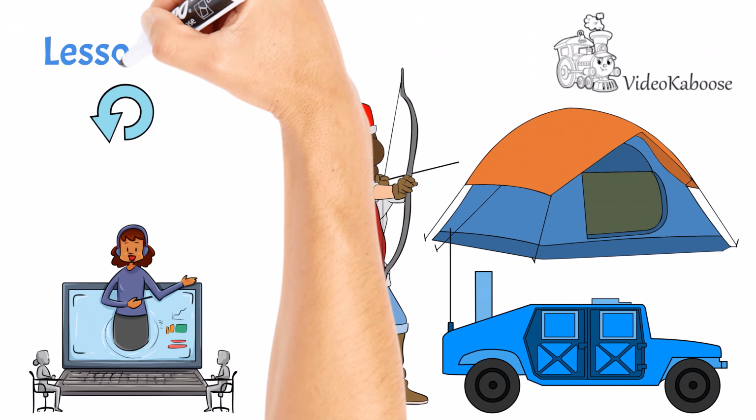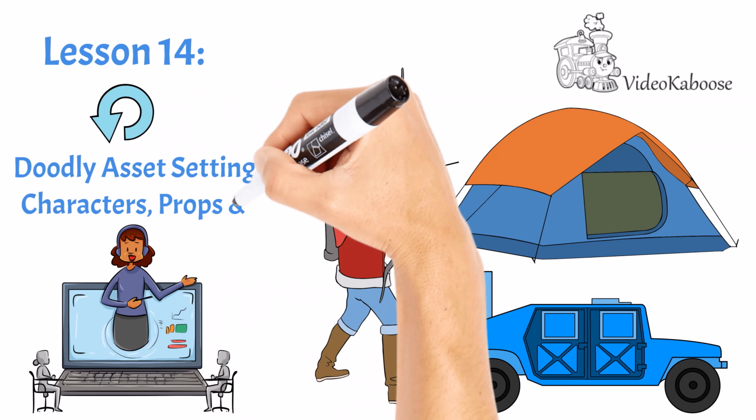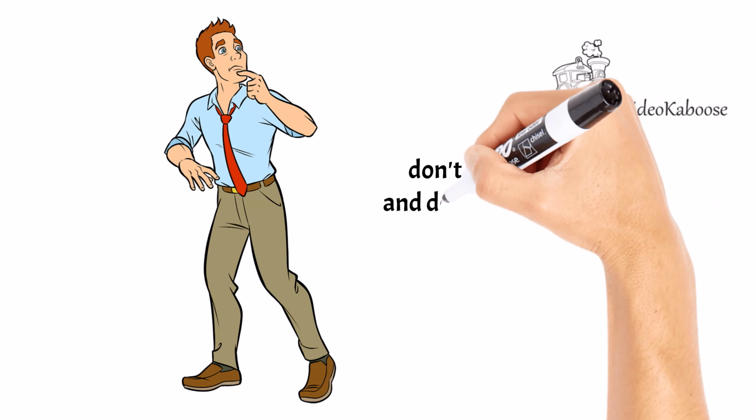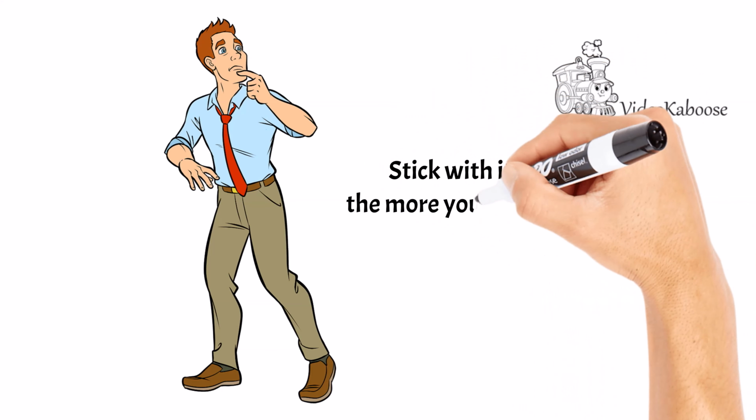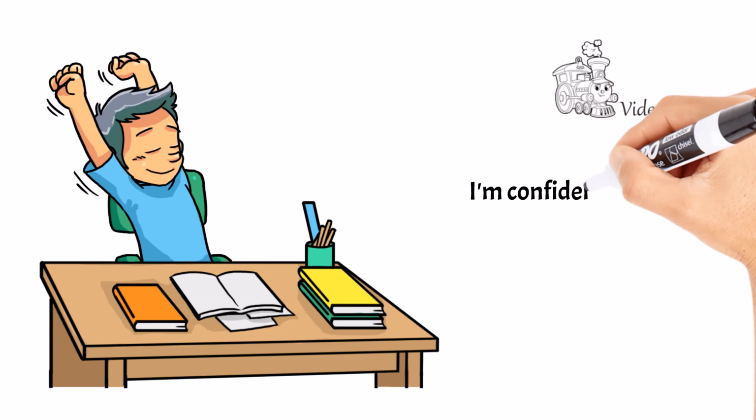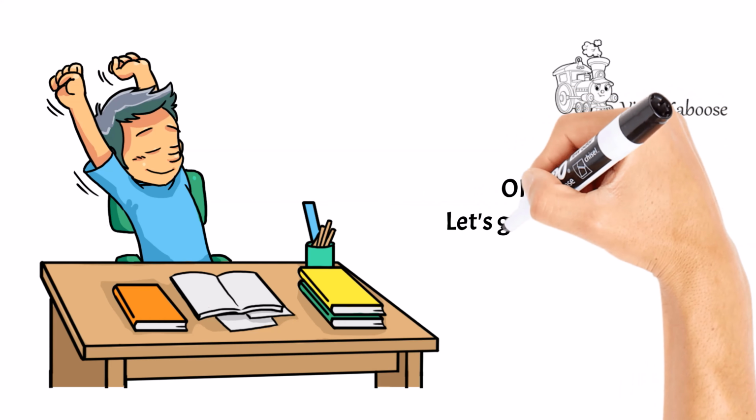You are watching lesson number 14, Doodly Asset Settings for Characters, Props, and Text. If you are struggling to figure things out, don't worry and don't give up. Stick with it. The more you use the software, the easier things will become. I'm confident you're gonna get it. It just may take you a little time. Okay, let's get after it.